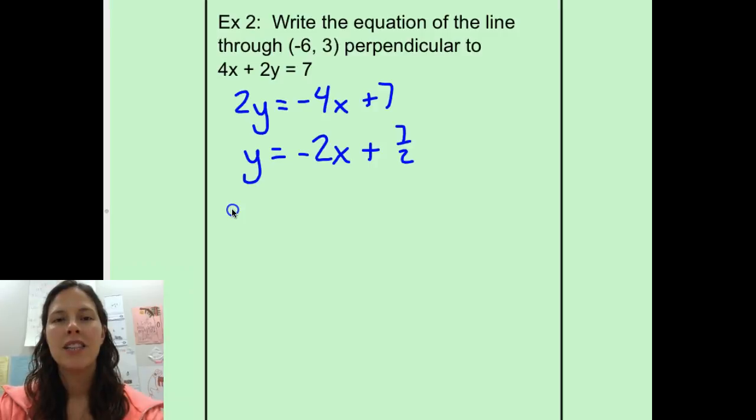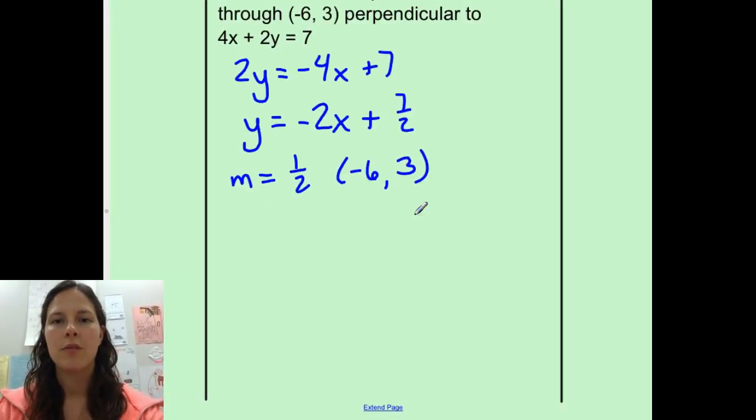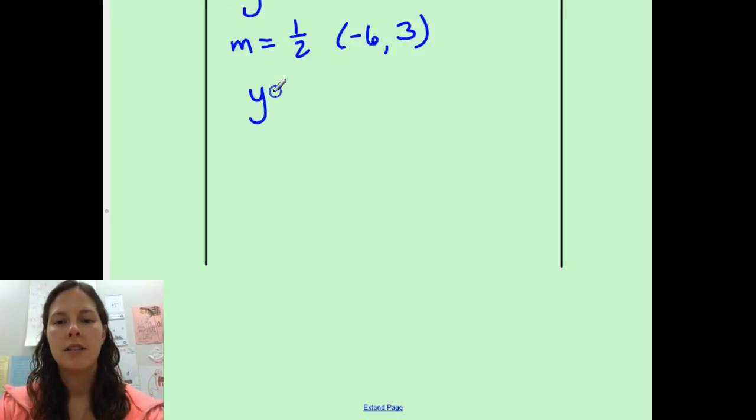The slope of the given line is -2, so the slope of our line will be opposite, which becomes positive, and reciprocal, 1/2. We were given the ordered pair (-6, 3), so again we'll start with our point-slope form. Subbing in our slope, x becomes opposite, and y stays normal.